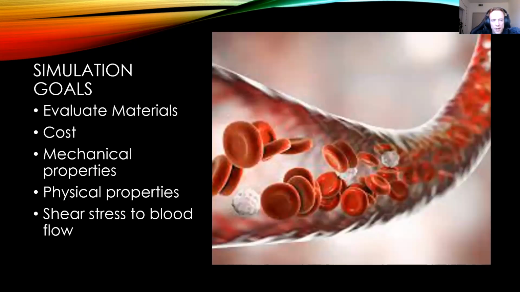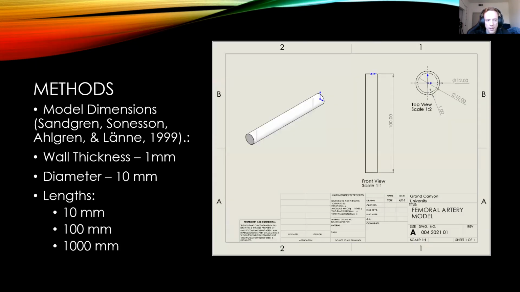So next, the goals of the simulation are to evaluate the materials. We're going to evaluate the cost, as we just discussed, the mechanical properties, the physical properties, and then the shear stress that's caused by blood flow. The simulations will pump blood as the fluid through a model of each of these arteries and see how the shear stress is acting on the walls of that artery.